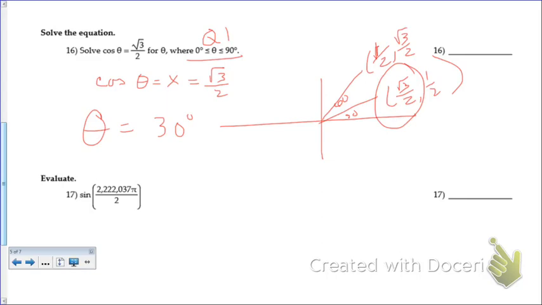Number 17, I know there's a lot of big numbers there, but you can just put that in your calculator because this is in radians and find out what the value of that is. I think 17 ends up being just 1.